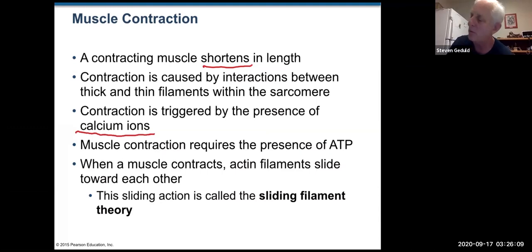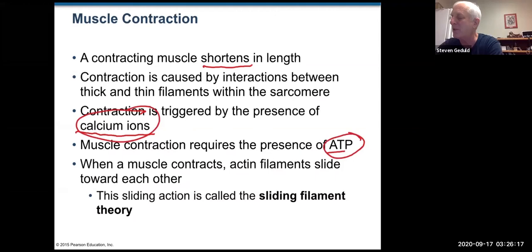Okay? So muscle contractions require a preponderance of ATP. So those two things, ATP and calcium. When a muscle contracts, actin and myosin filaments slide towards each other. The sliding action is called the sliding filament theory, where myosin and actin slide past one another.